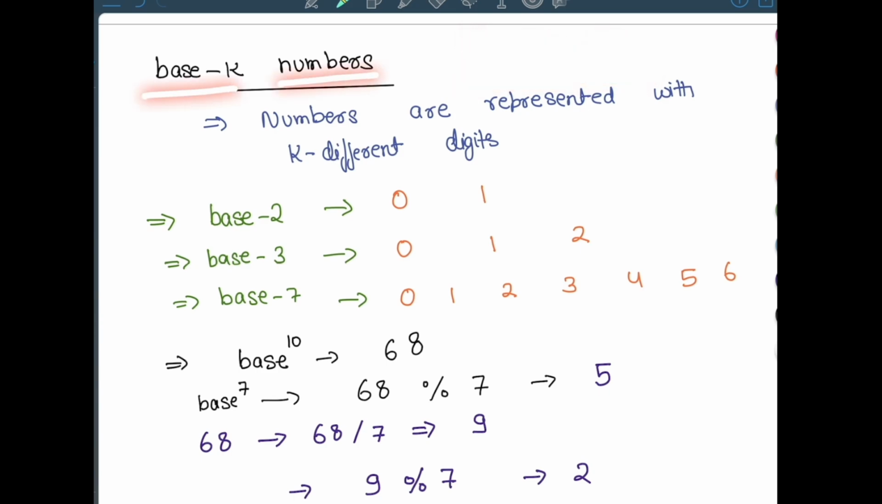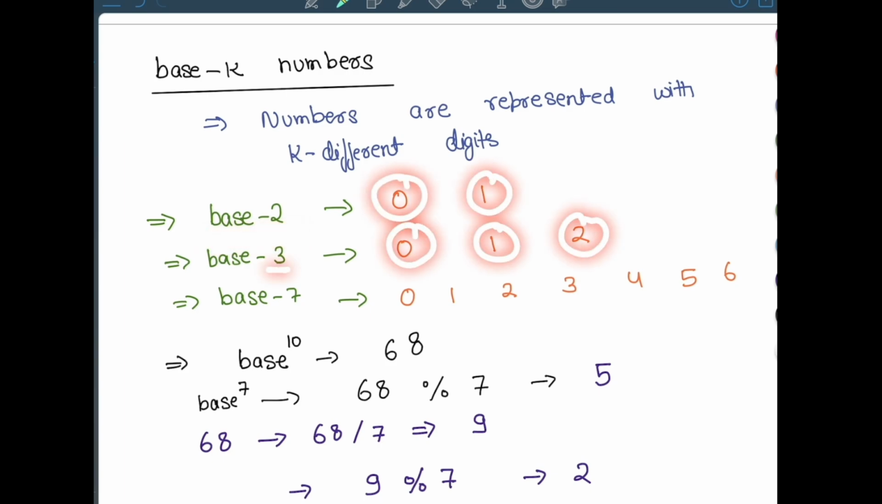So a base k number are the numbers which are represented with k different digits. When we say base 2, it means it will have 2 different digits, 0 and 1. Base 3 will have 0, 1, 2. Base 7 will have 0, 1, 2, 3, 4, 5 and 6.